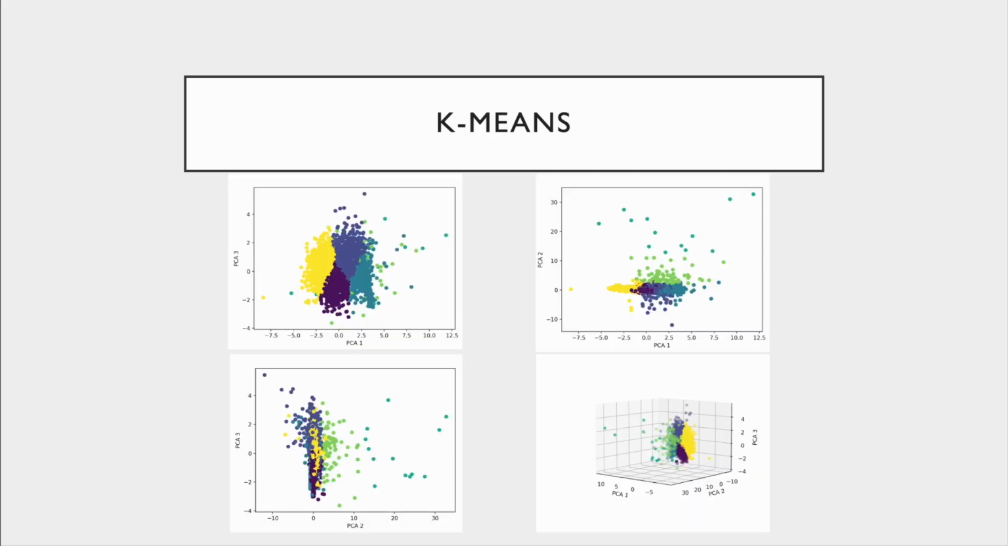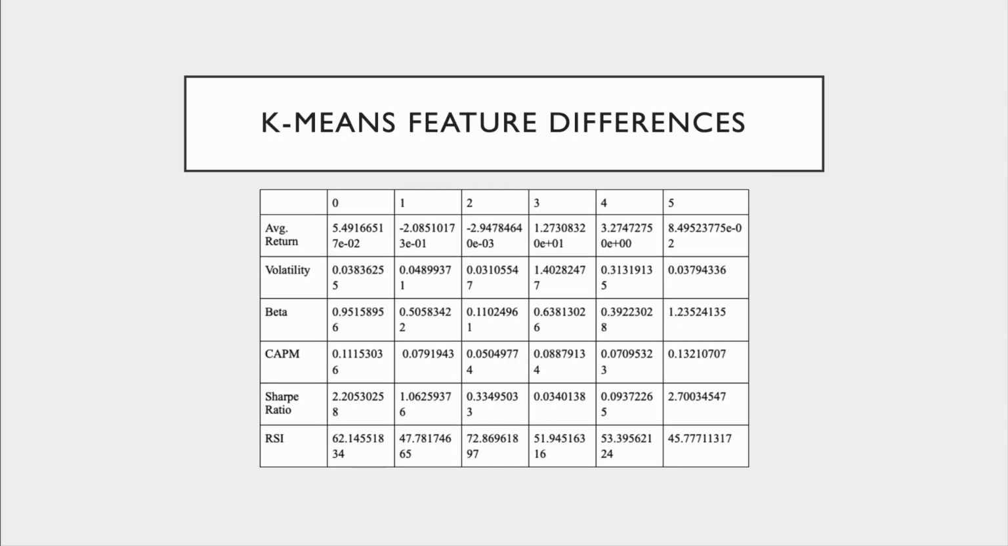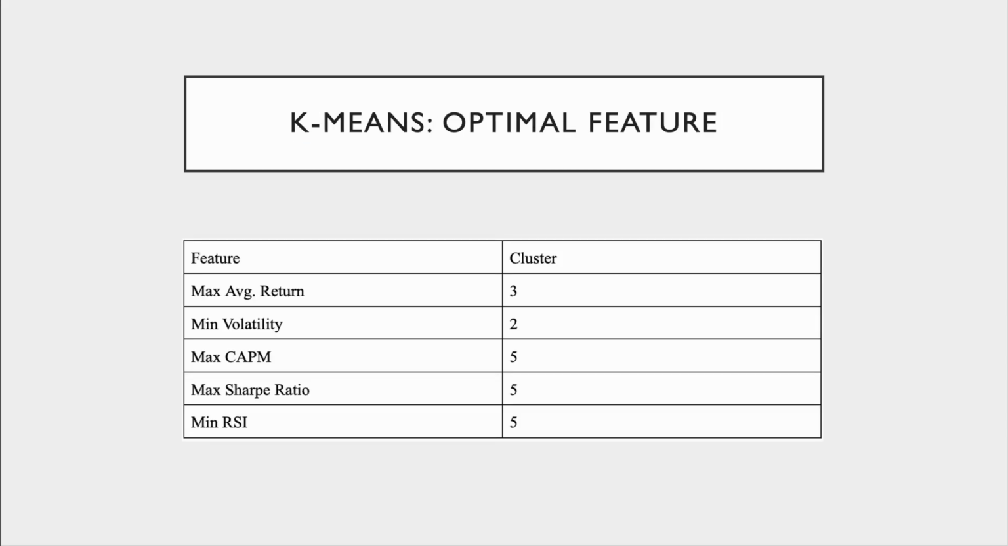Next, we look at our k-means clustering. As aforementioned, we used 6 clusters, and here we have 2D and 3D visualizations of our k-means. The first is PCA1 and PCA3, and then PCA1 and PCA2, and then PCA2 and PCA3. The last is a 3D visualization. With this, we then looked at the different feature differences within each cluster, labeling them 0 through 5, and looking at the 6 features used. And then, with this data, we looked at the optimal feature per cluster, or optimal cluster per feature, excuse me. So we noticed that primary trends such as max CAPM, max Sharpe, and minimum RSI were found in cluster 5.